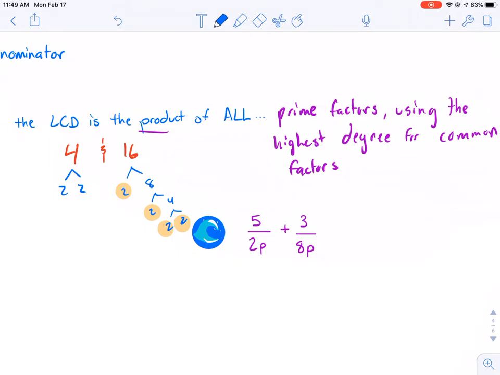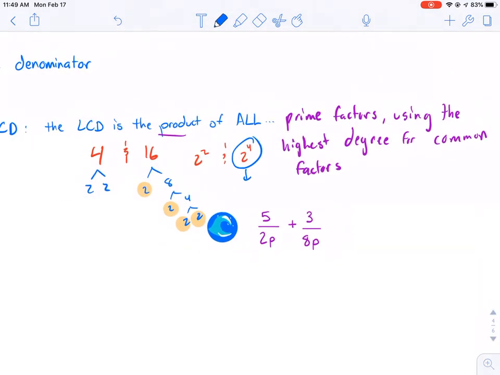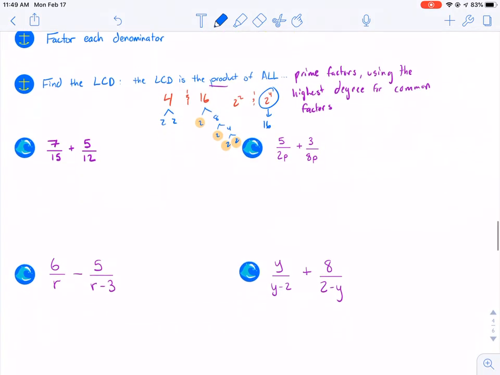So 4 can be rewritten as 2 squared. 16 can be rewritten as 2 to the 4th. So we have to use 2 to the 4th as our least common denominator, or 16. So 16 in this case is our least common denominator, okay? So anytime we have shared prime factors, we have to use the highest degree found in either number, okay? So let's put this into practice so you can kind of see what I'm talking about. So here we have 7 over 15 plus 5 over 12. If we break it down into its prime factors, 15, we have 5 and 3, okay?